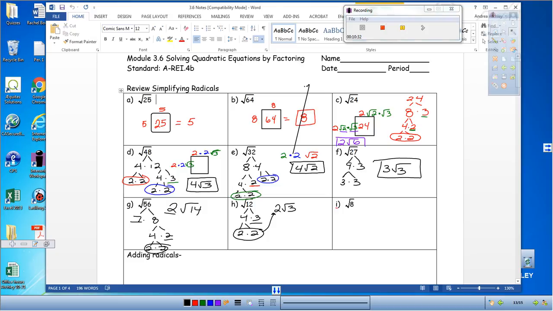John's next. John, what did you get for I? Oh, the answer. Oh, 2 and 2? Okay, so it shouldn't be 4 because there's a pair of 2's. It's supposed to be 2 times. Don't multiply them because you're doing the length of the sides, right? So one 2 goes on this side and one 2 goes on this side.